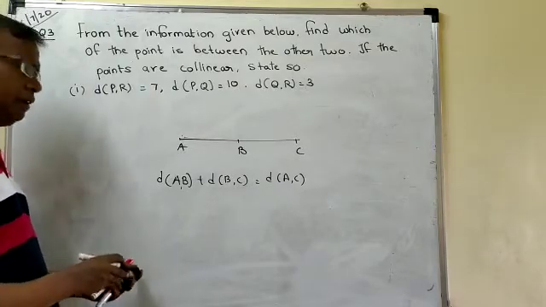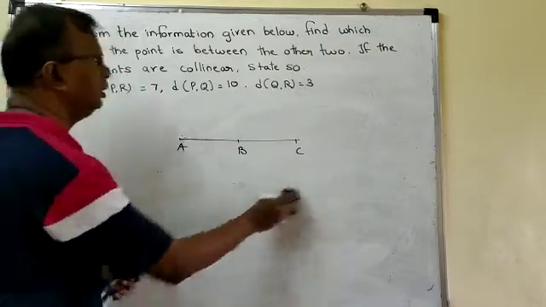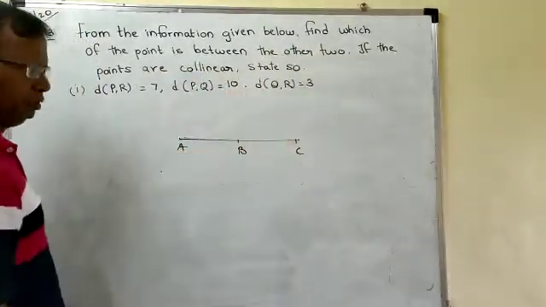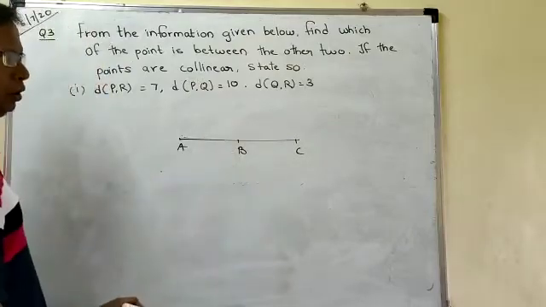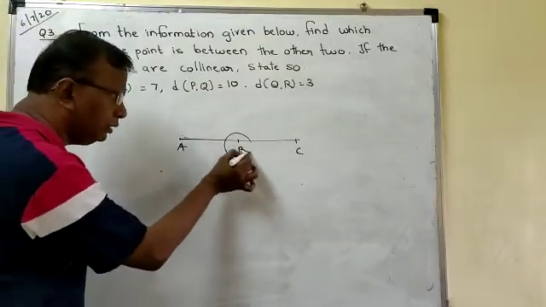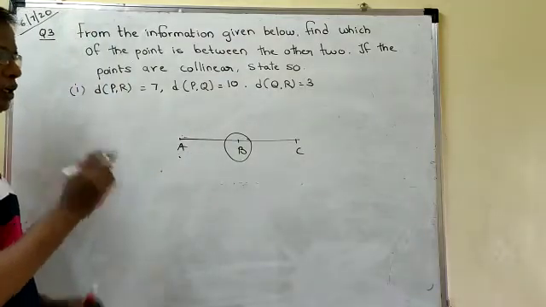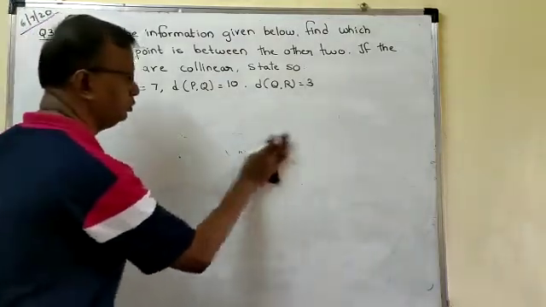Okay. Then if they are collinear, what do they say? Find which of the point is between the other two. If they are collinear, which is the between point? The other two. So B is between A and C. But when the points are collinear, for example, see the first one now.